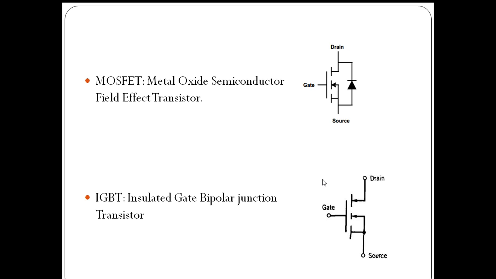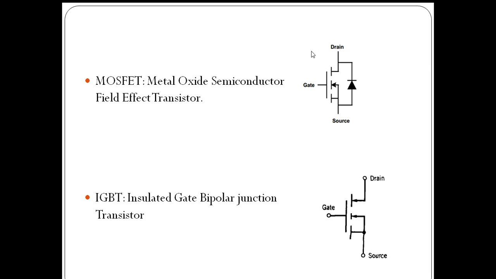The MOSFET will be represented like this. It has three terminals: source, drain, gate. So these are the terminals of the MOSFET.